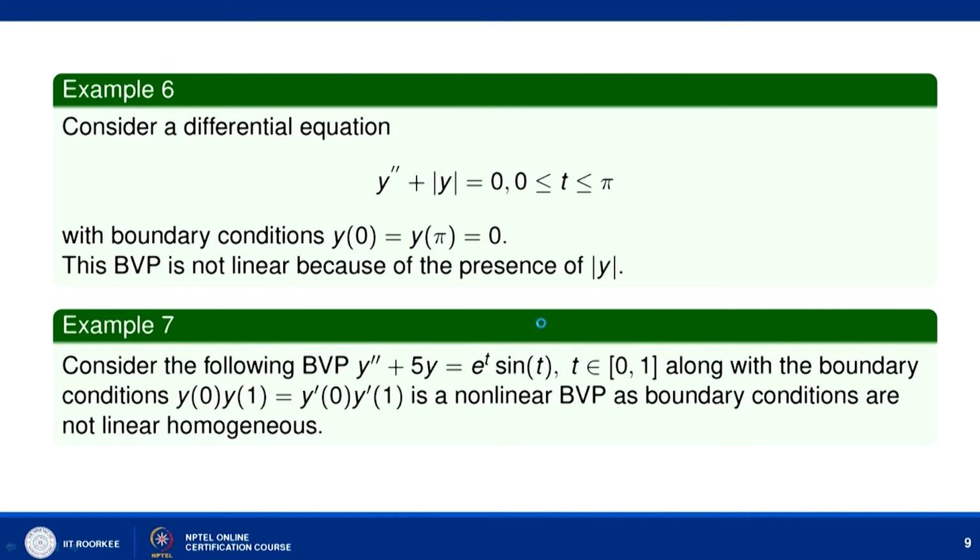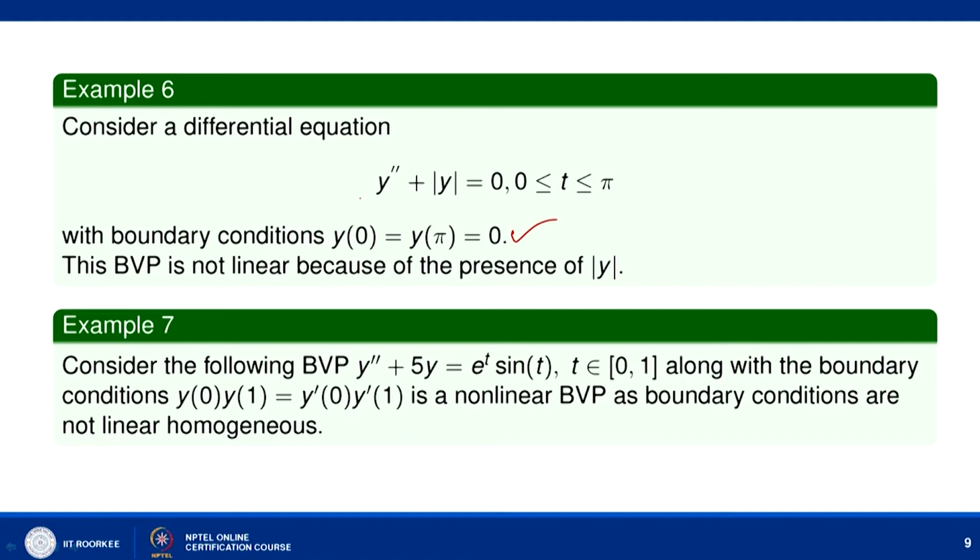First problem is y'' + |y| = 0. Here t is defined from 0 to pi. Our boundary condition is y(0) = y(pi) = 0. So, these are conditions defined on the boundaries, and if you look, these are very simple, separated boundary conditions.